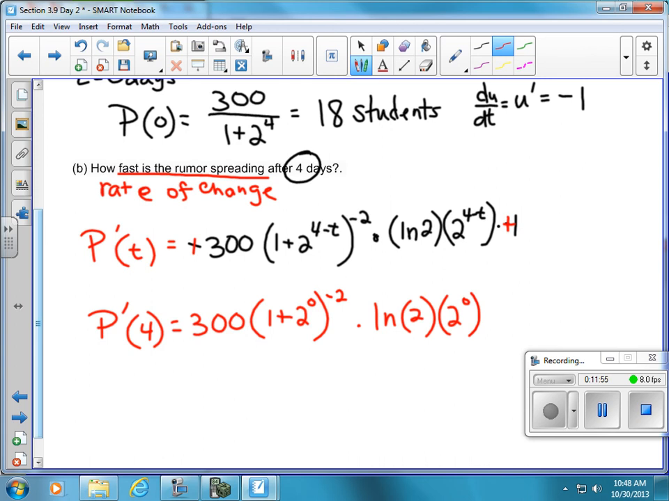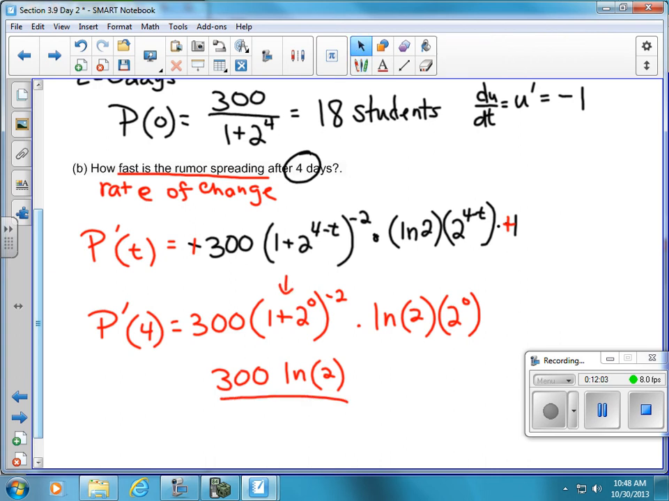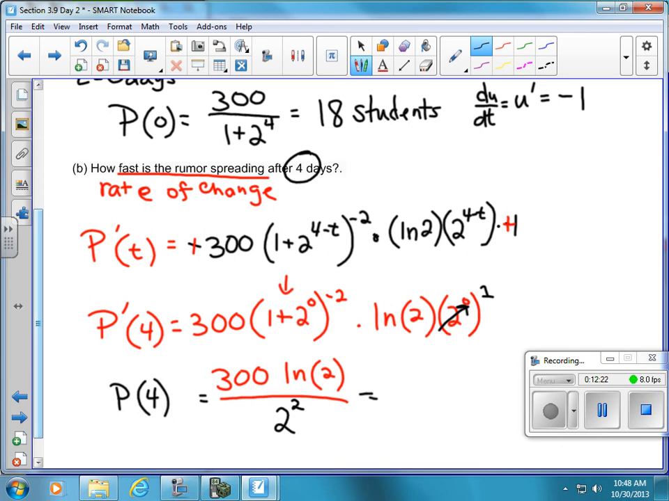Okay, so let's rewrite this one more time. 300 ln of 2. Right here I have, and then this is a 1. This is just a 1. So 1 plus 1, which means this is 2 raised to the second power. I moved it across the line and changed the sign of the exponent. If you put this in your trusty calculator and figure it out, you should get 52 students per day. That's your rate at t equals 4 days.